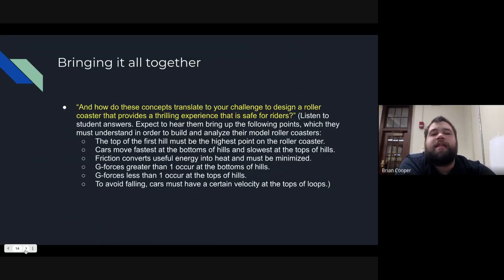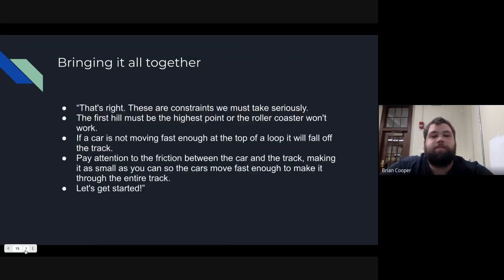This includes the top of the first hill must be the highest point on the roller coaster. Cars move fastest at the bottom of hills and slowest at the top of the hills. Friction converts useful energy into heat and must be minimized. G-forces greater than 1 occur at the bottom of hills. G-forces less than 1 occur at the top of hills. To avoid falling, cars must have a certain velocity at the tops of loops.